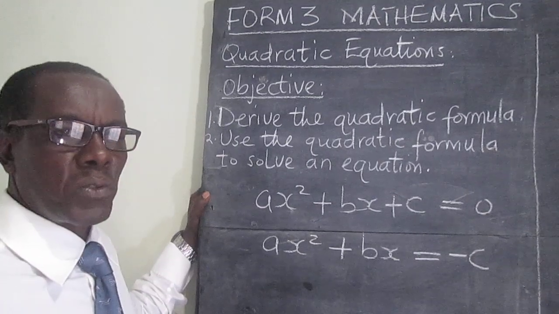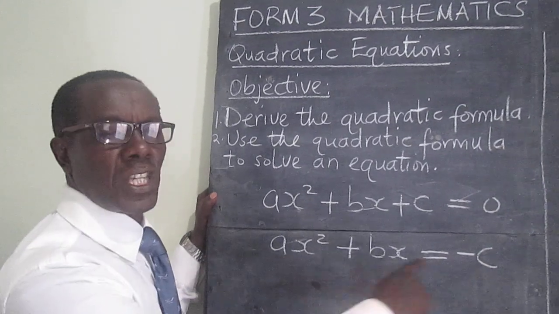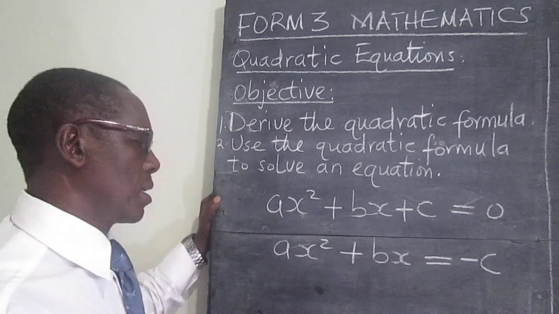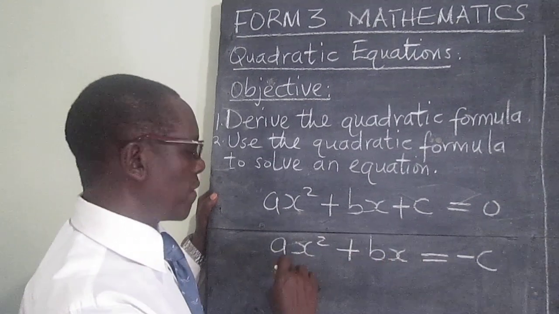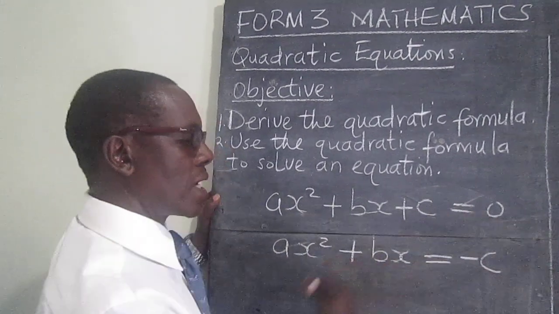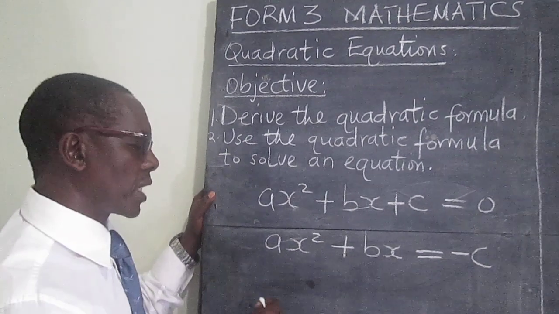The next thing was to divide throughout by the coefficient of x squared. So we are going to do exactly that. We divide by a on both sides, and let's see what we get.